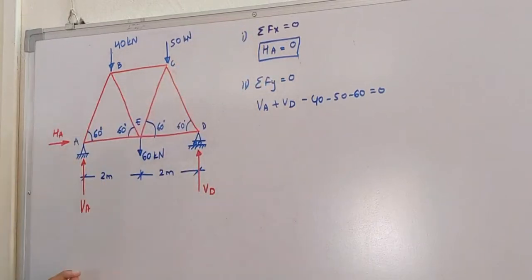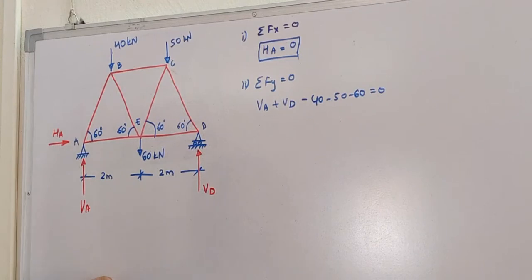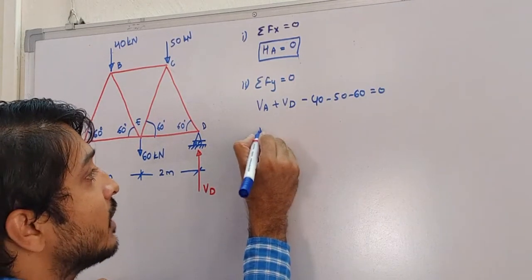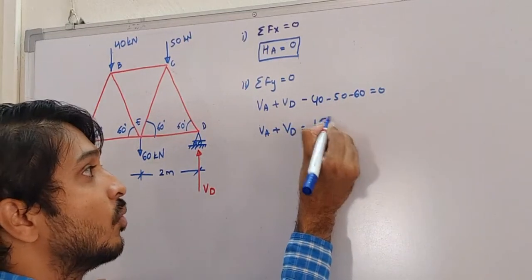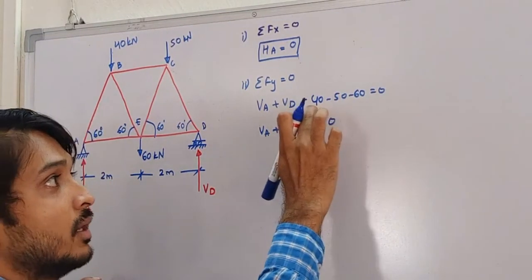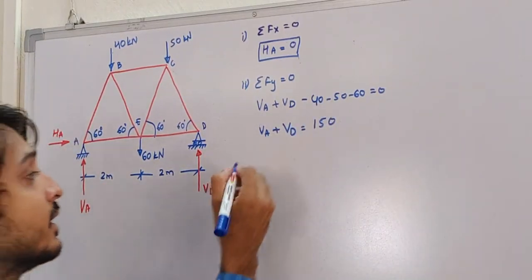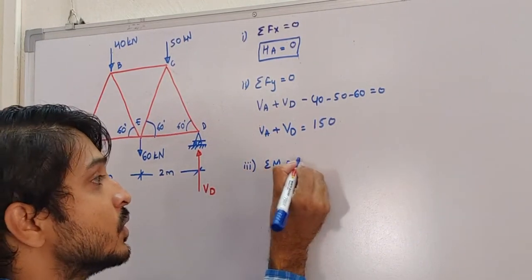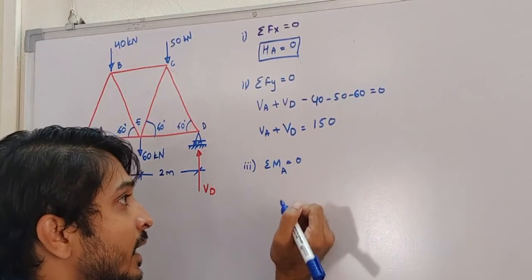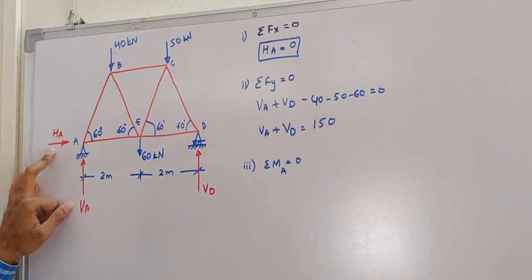Step 1: calculation of support reactions. So we get VA plus VD equals 150, since 60 plus 40 is 100, plus 50 is 150. Next, the third equilibrium equation, summation of moment equals 0. I'll take moment at A again. The moment generated by HA and VA will be 0.